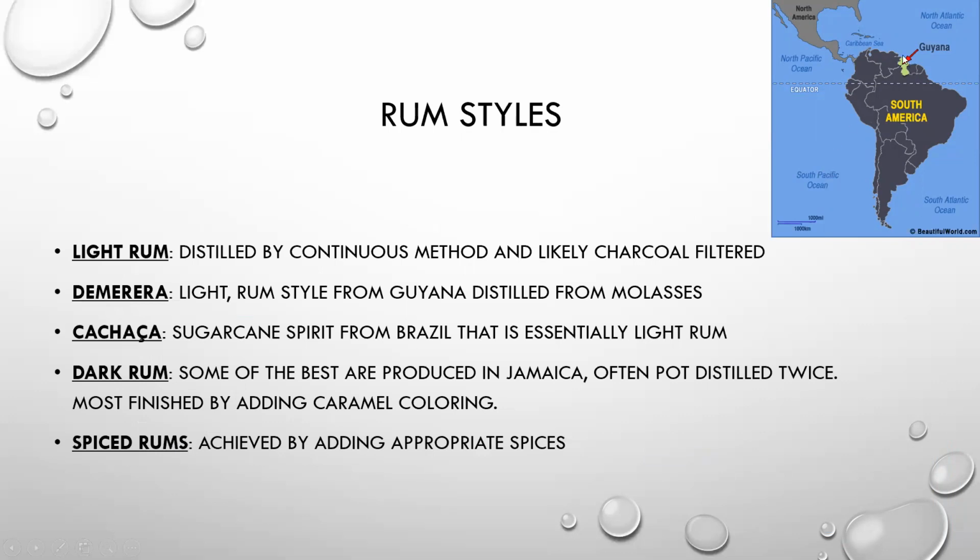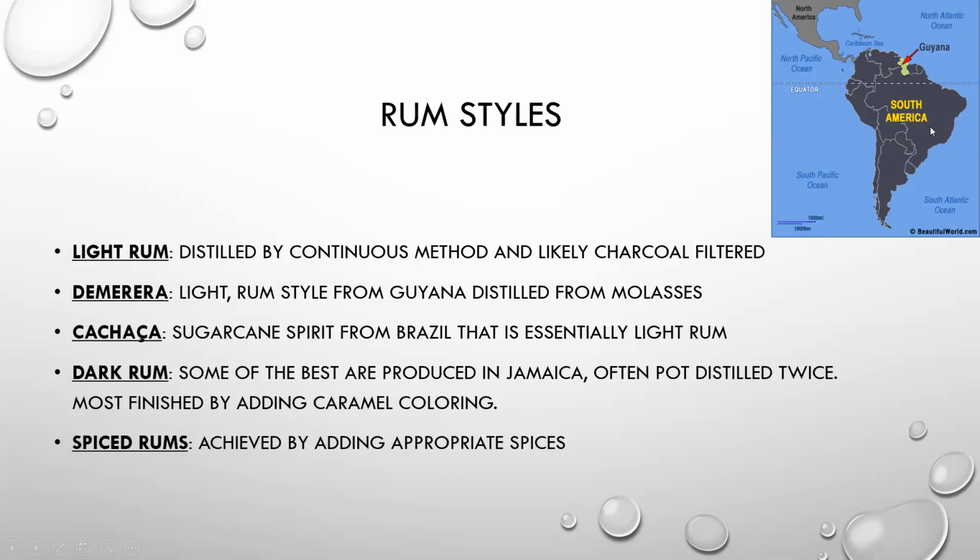And I put a map here for you to take a look at. You can see just east of Venezuela and north of Brazil, you'll find Guyana. And then over here is French Guiana, not to be confused with it. And the Demerara rum has got to be distilled actually from molasses, so a byproduct of sugarcane already. Cachaça is one that you might find here in Brazil, just south of Guyana.